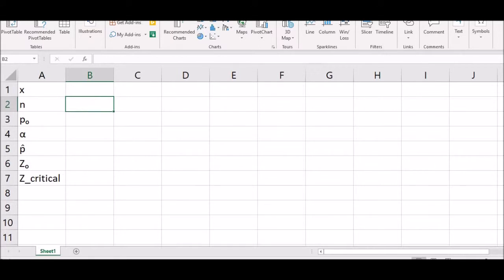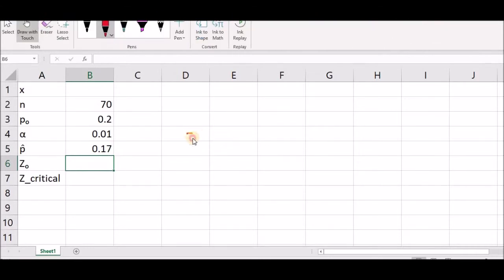X is not given, N is equal to 70. P naught is given, which is the proportion of the null hypothesis, 0.20. Alpha is 0.01, that was given. P hat is given, which is 17%, which is 0.17. And then we want to find Z naught. The formula for Z naught, which is the test statistic, is equal to P hat minus P naught divided by the square root of P naught times 1 minus P naught divided by the sample size.